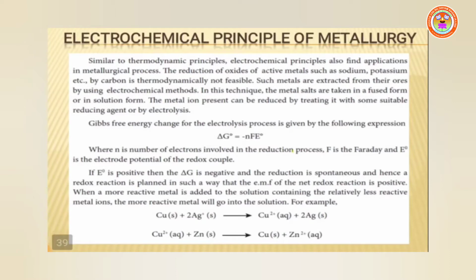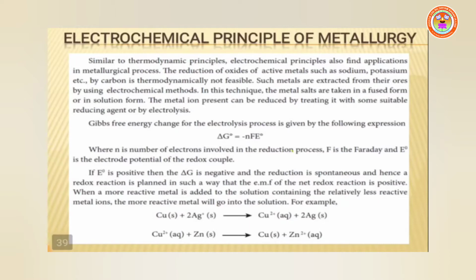During a chemical process, there is a change in Gibbs free energy. The Gibbs free energy change for the electrolysis process is given by the expression delta G naught is equal to minus nFE naught.